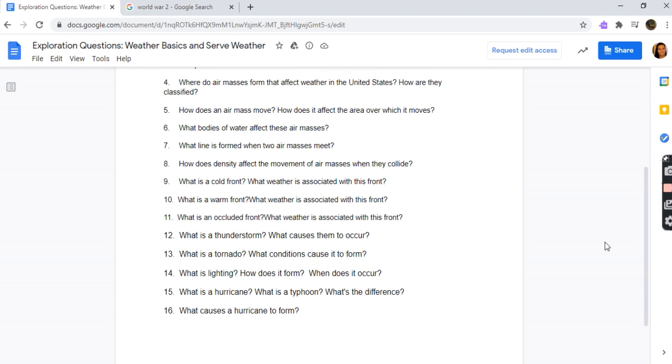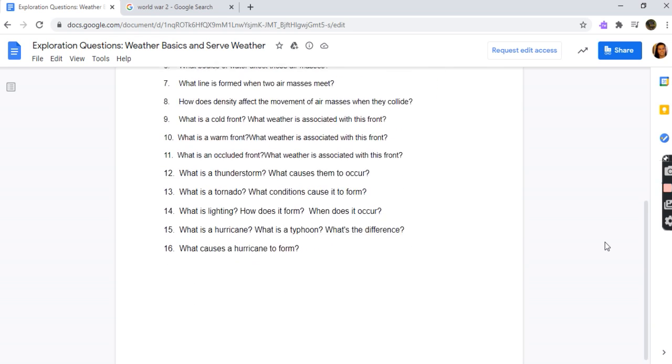What is a thunderstorm? What causes them to occur? What is a tornado? What conditions cause it to form? What is lightning? How does it form? When does it occur? What is a hurricane? What is a typhoon? What is the difference? What causes a hurricane to form?